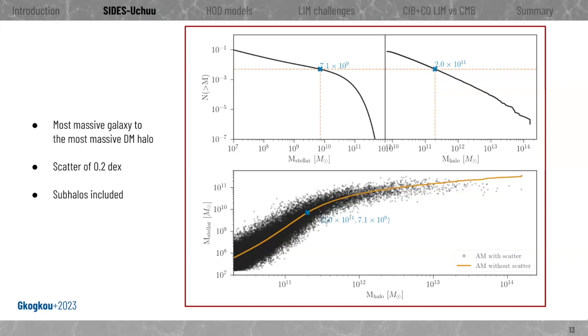We also assume a scatter because it's not an exactly one-to-one relation. So from the dark matter catalog, we have all the halo masses, and through this relation, we assign one stellar mass to each one of them.